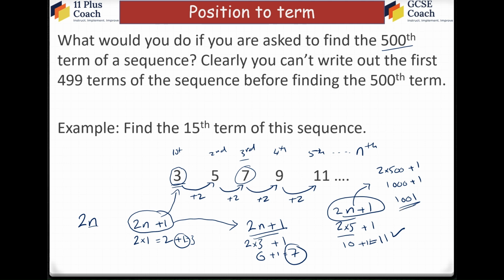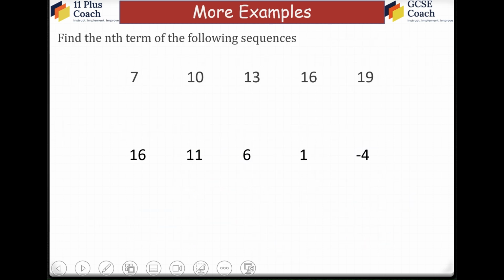I don't have to find the 499 terms before that. Hopefully that made sense and you can see the benefit of finding the nth term of a sequence. So here are more examples. Let's find the nth term of these sequences.